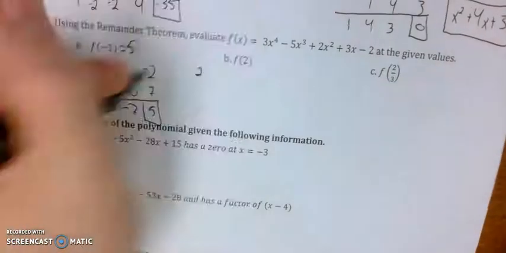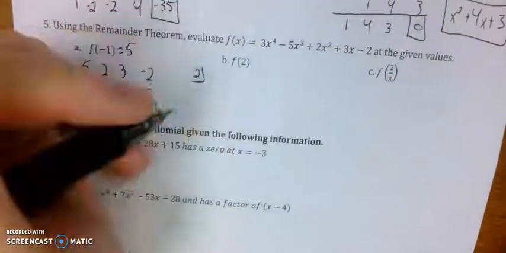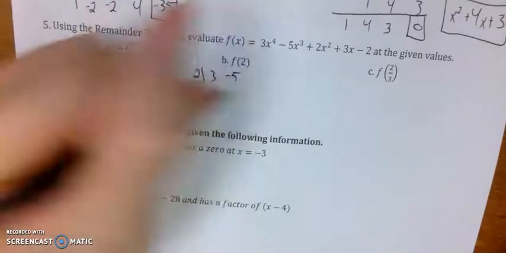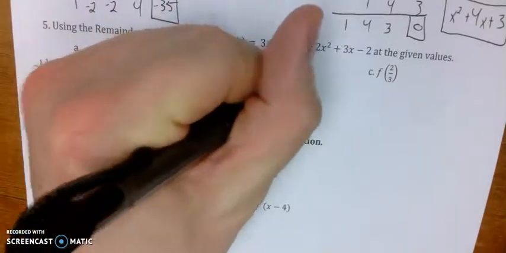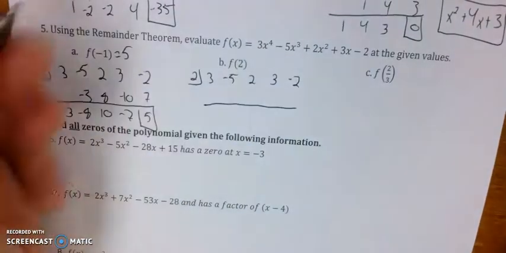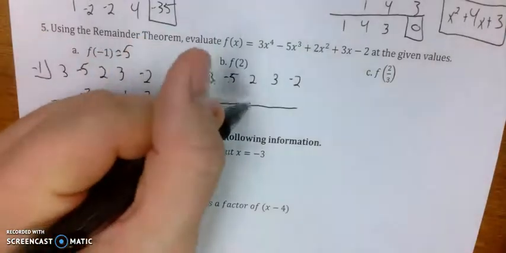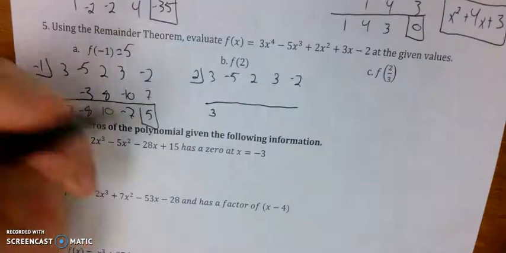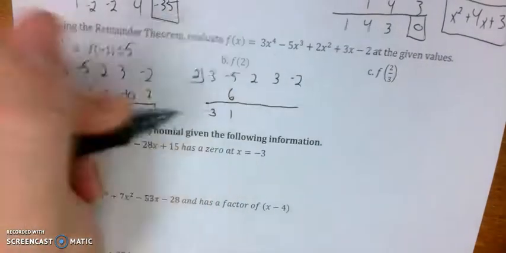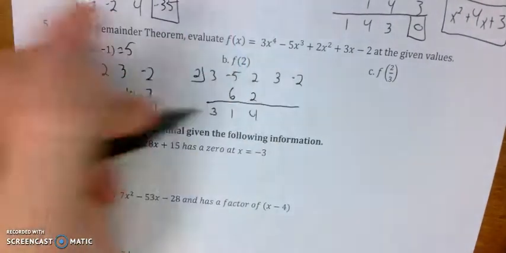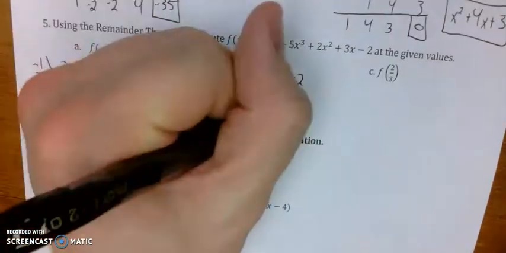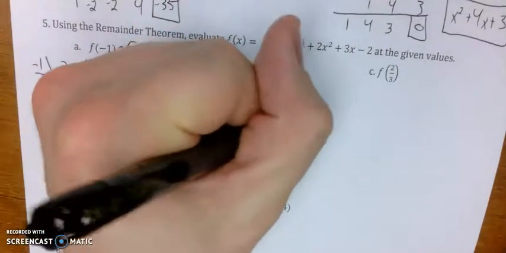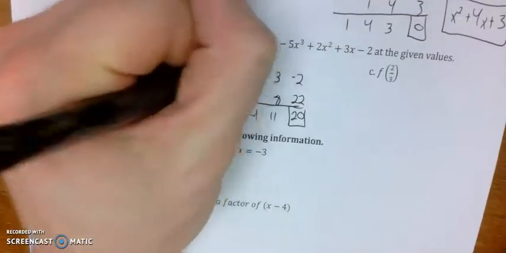Do the same thing with 2. We've got 3, -5, 2, 3, -2. We'll do our synthetic division. Every time we multiply diagonally, we're going to multiply by 2 this time. So we'll drop the 3 down. That gives us a 6, 1, 2, 4, 8, 11, 22. 20 is our remainder, so the function value here would be 20.